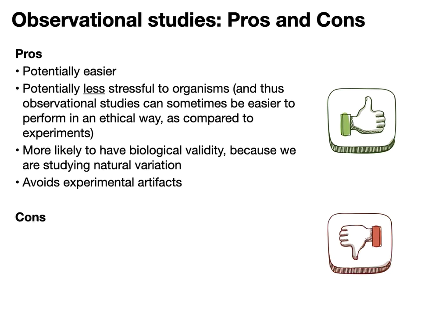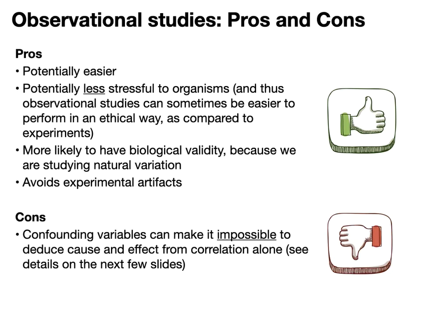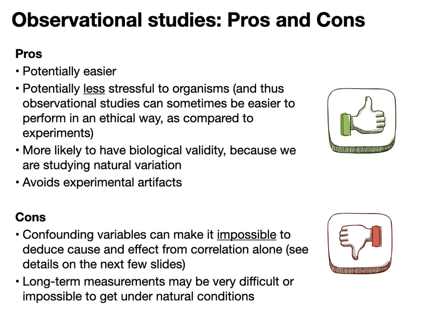Cons for observational studies. Well, the biggest one is confounding variables. These variables can make it impossible to deduce cause and effect from observational studies alone. Also, it can be difficult to get repeated measurements under natural conditions. It's very difficult to run observational studies of some processes.